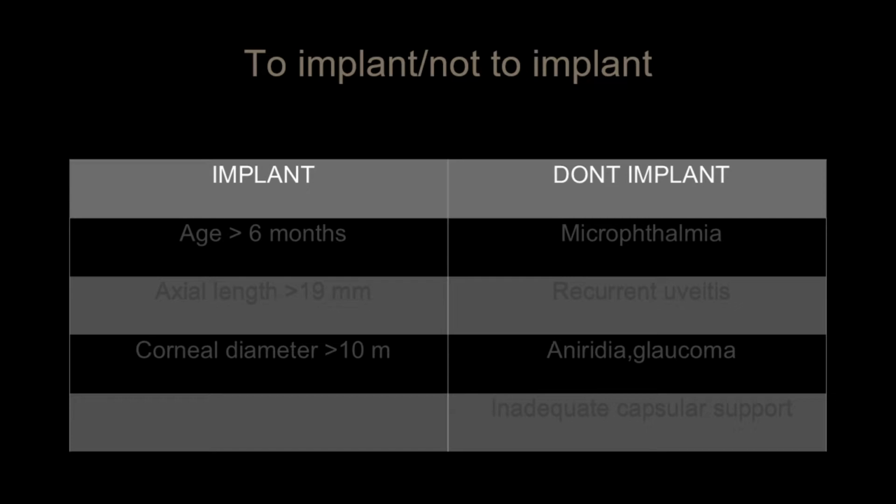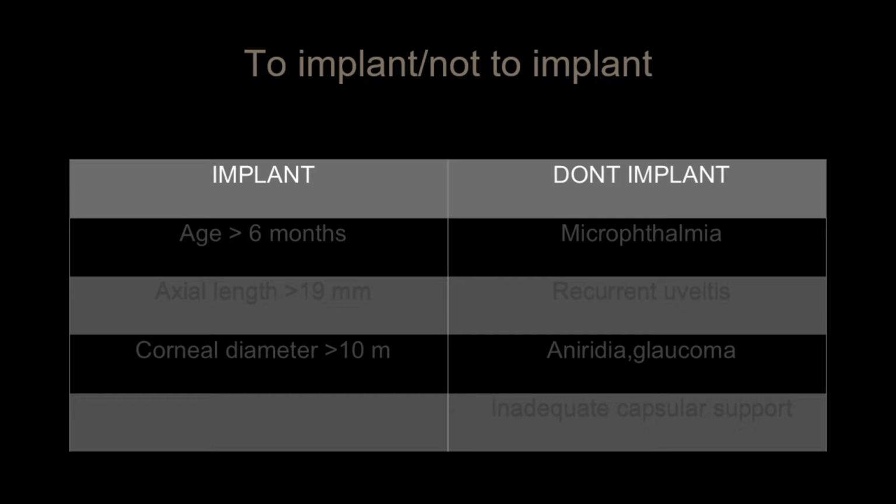If it is normal, there's no associated anterior chamber dysgenesis. Gonioscopy is normal. Corneal diameter is more than 10 to 10.5 millimeters, and axial length about 17 to 19 millimeters. Then we can implant an IOL even before 6 months of age. We will also look at the socioeconomic condition of the family and how well they are going to follow up postoperatively.